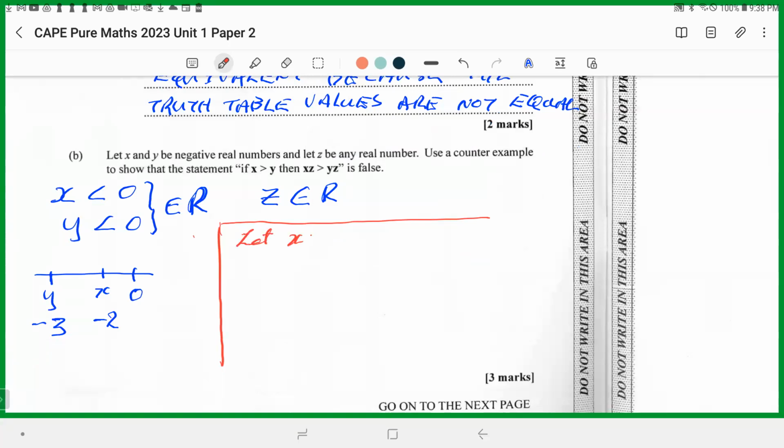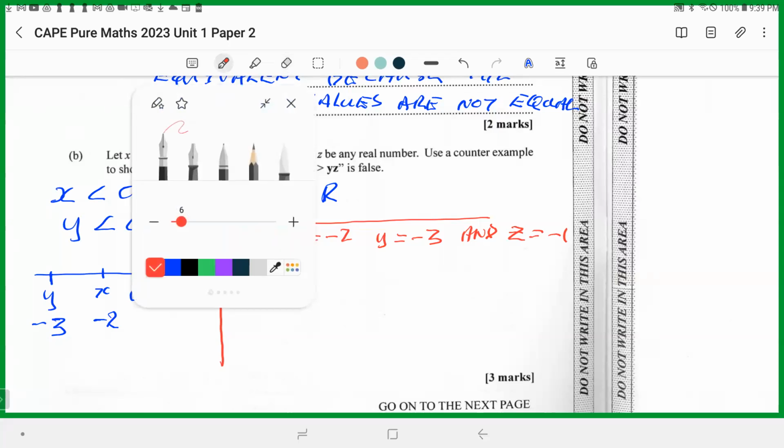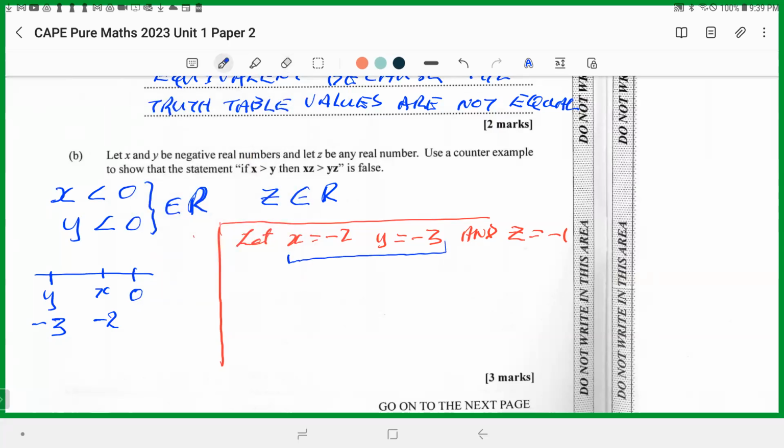So let x equal -2, y equal -3. And we can just make z equal a simple number like -1. Let z equal -1. I just want to make sure that it's negative, because it will allow us to disprove that statement, to prove that that statement is not true. And these two, as we know, satisfy the condition right here, so x is greater than y.